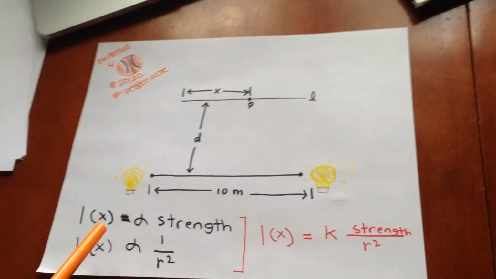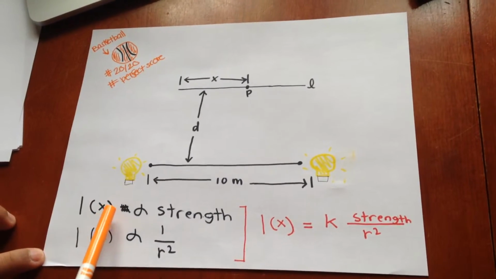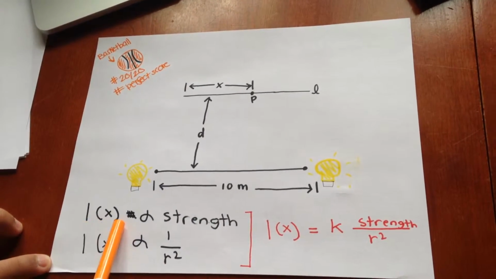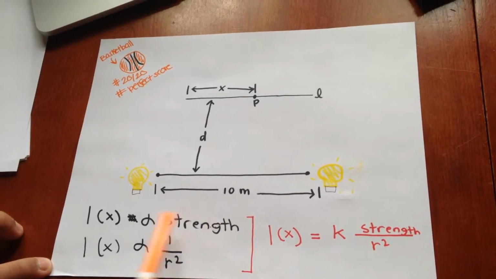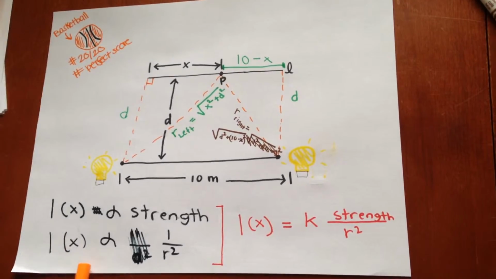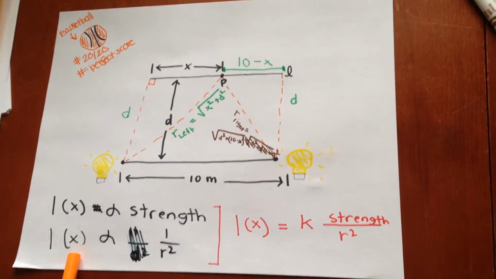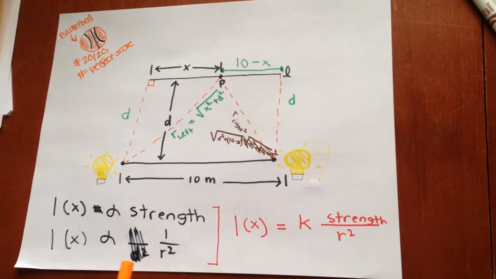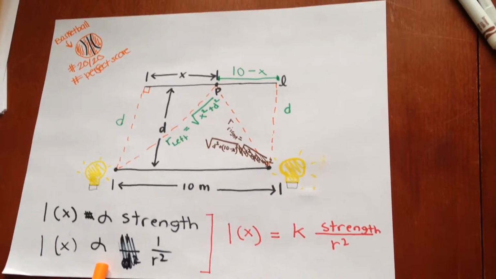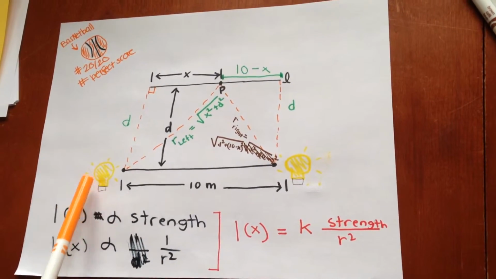Okay, so we're given that the illumination for a single source, which can be represented by L of x, is directly proportional to the strength of the source. This means that as illumination increases, strength increases, or vice versa. We're given that it is inversely proportional to the square of the distance from the source. So, as the distance from the source goes up, the illumination goes down. So we could say L of x is proportional to 1 over r squared. R represents the distance from the bulb to point P.